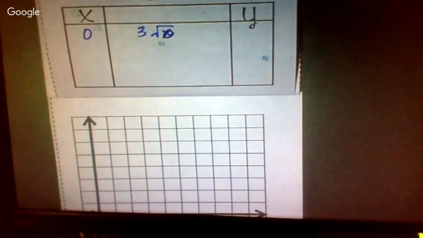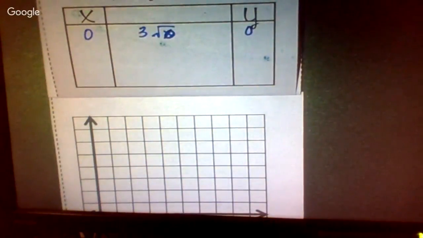So if I plug in 0, just like we did on the last one, you get 3 times the square root of x. Well, my x value is 0. So what's 3 times the square root of 0? 0. The square root of 0 is 0, and 0 times 3 is 0. So my graph starts off in the same exact spot, 0, 0.